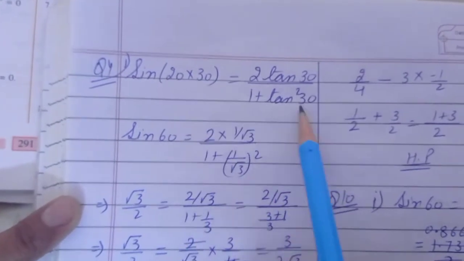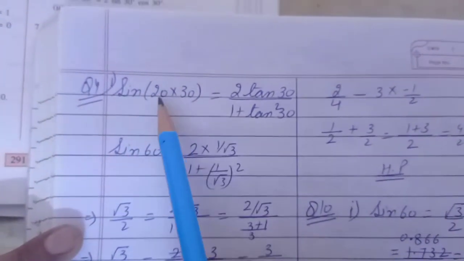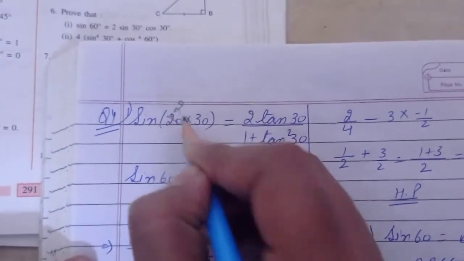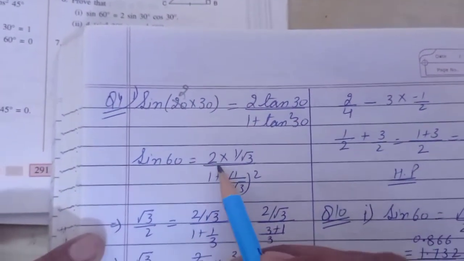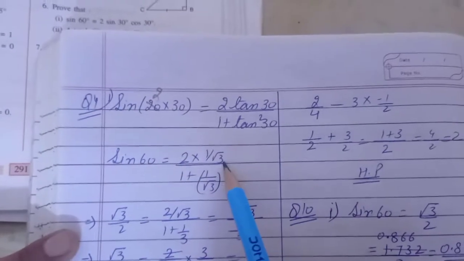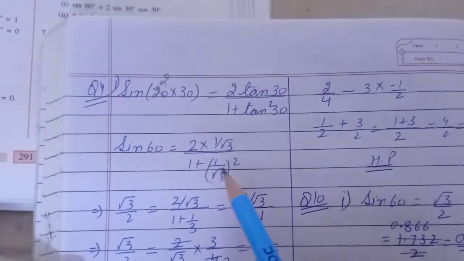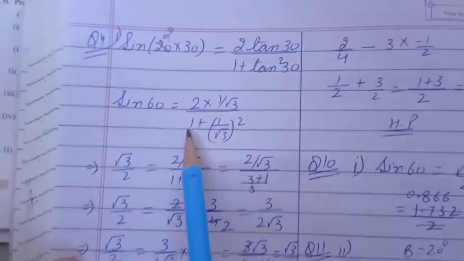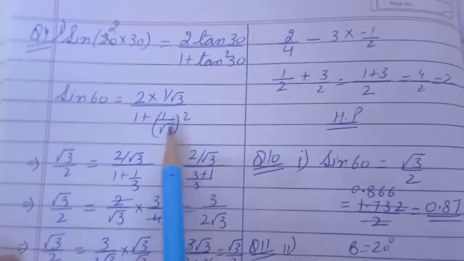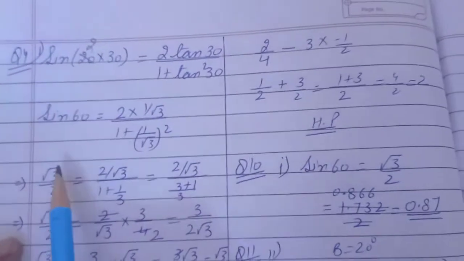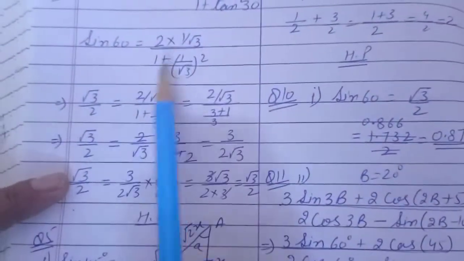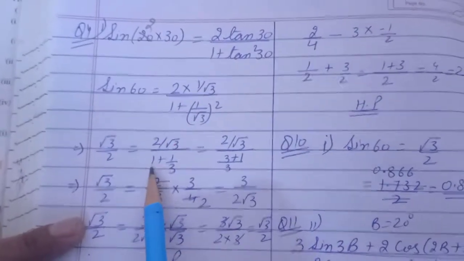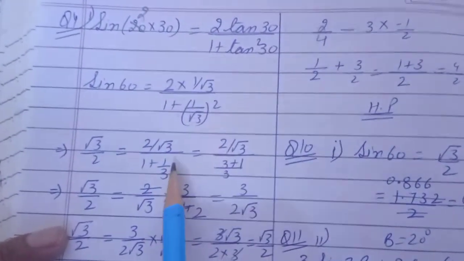Question number 4, this is the question. Sine 2 times 30, that is 60, is equal to 2 into tan 30, whose value is 1 by root 3, over 1 plus, so this way you can put the value 1 by root 3. It's 1 plus tan 30, which is 1 by root 3, whole square. The value of sine 60 is root 3 by 2, is equal to 2 multiplied by 1 over root 3. 1 plus 1 by root 3 squared is 1 over 3.